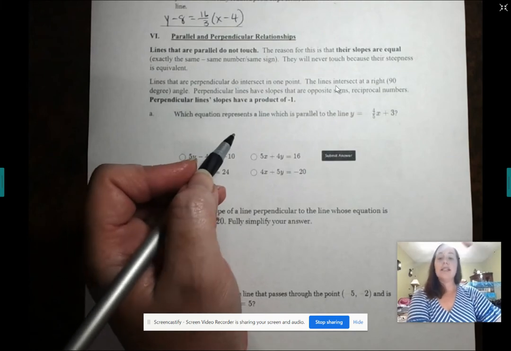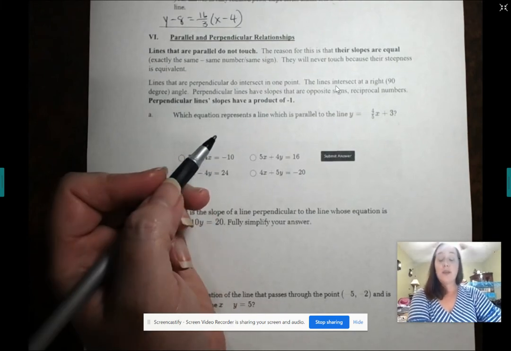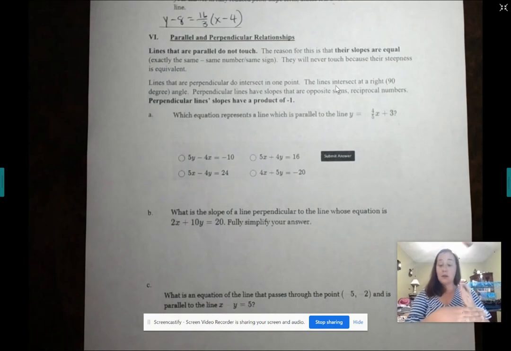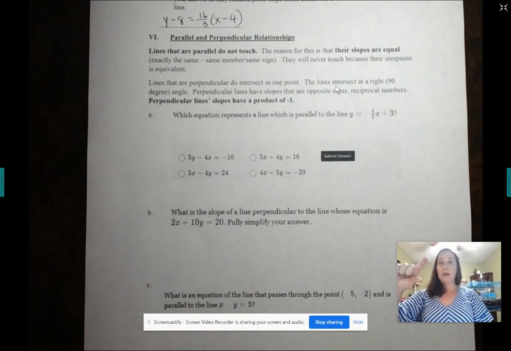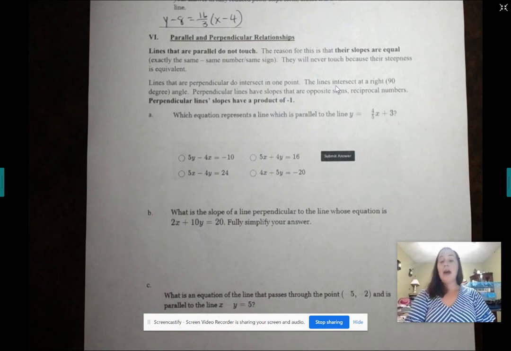They do cross. They cross at a perfect 90-degree angle. The reason that happens is because the slopes of those two intersecting lines are opposite sign and reciprocal numbers. So one's positive, one's negative, or one's horizontal, one's vertical. And the numerical value of the slope is flipped. So if one of them has a slope of -2, then the other one's got to have a slope of +1/2. The way you know that two lines are perpendicular is if you know their slopes, multiply them together, they should equal -1, that product.